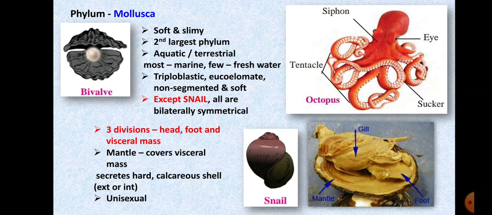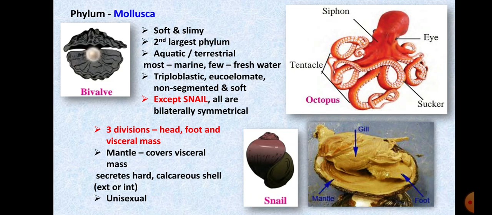Except snail, one exception in this phylum, all the organisms in this phylum show bilateral symmetry. Snail doesn't show bilateral symmetry. Now, an important feature to understand: the body is divided into three parts, head, foot, and visceral mass. Head, we all are aware. The foot region, we all are aware. Now, this visceral mass inside the body is covered with mantle.